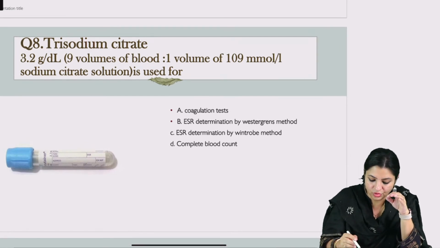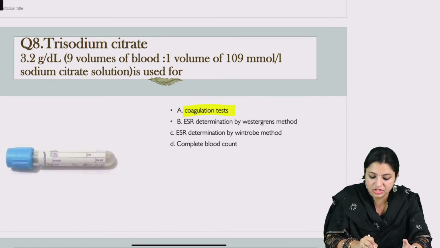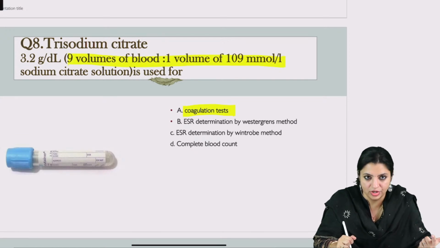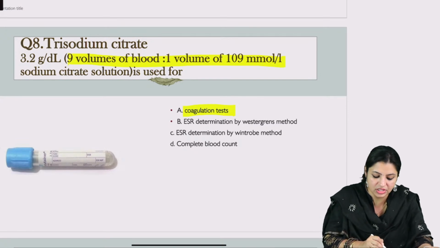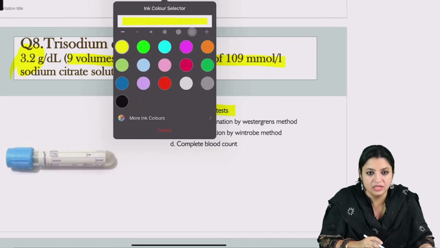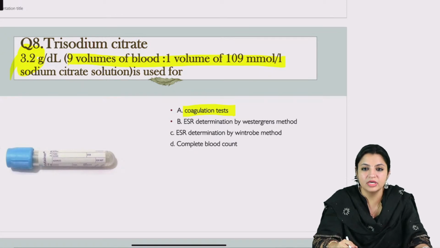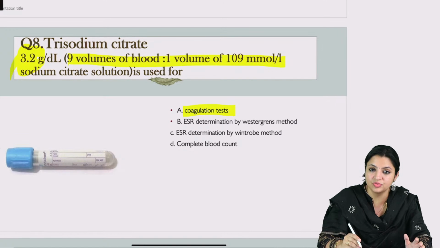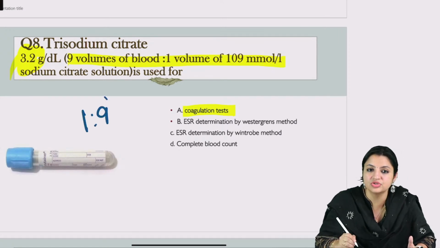I am sure all of you remember this is basically used for coagulation test. Remember, the concentration is very important. It is 9 volumes of blood and 1 volume of anticoagulant. This is trisodium citrate, always used in the concentration of 3.2 gram per deciliter. Remember everybody, this is 1:9, so for your coagulation testing, you use the ratio of 1:9.